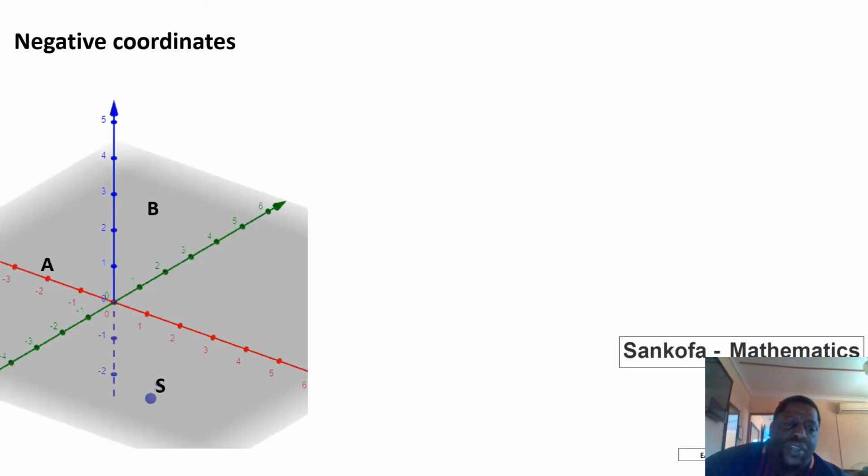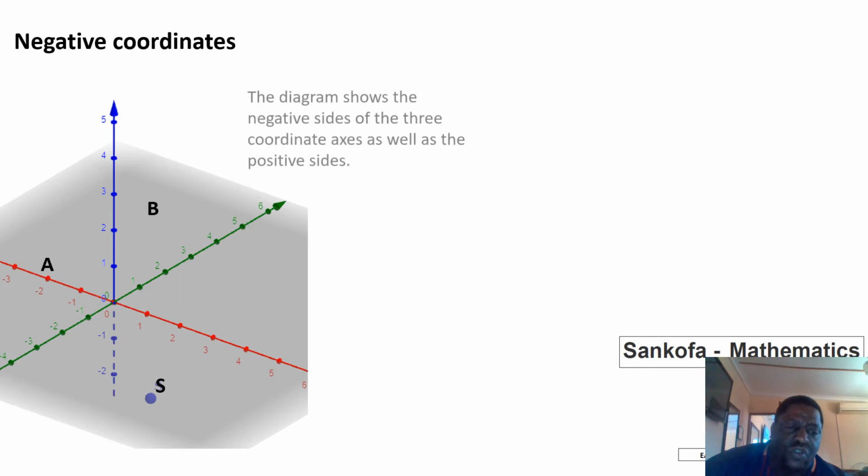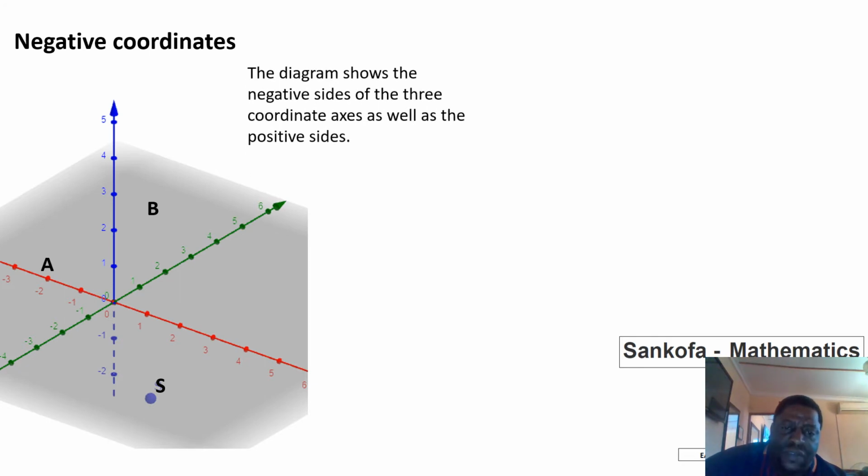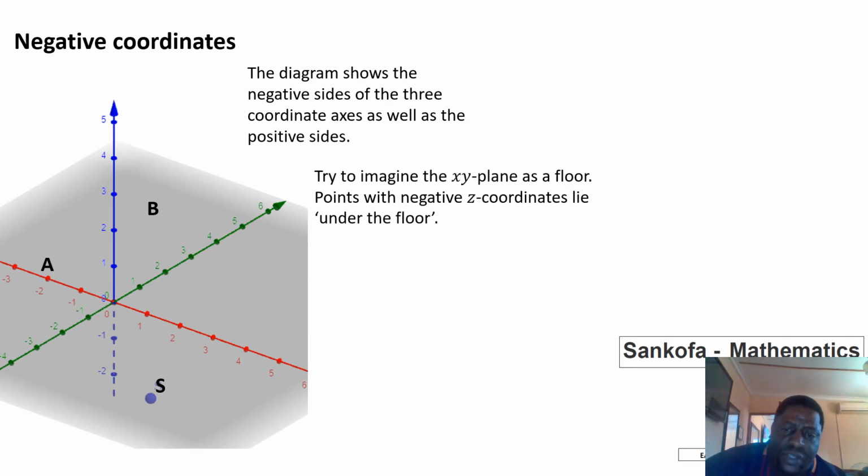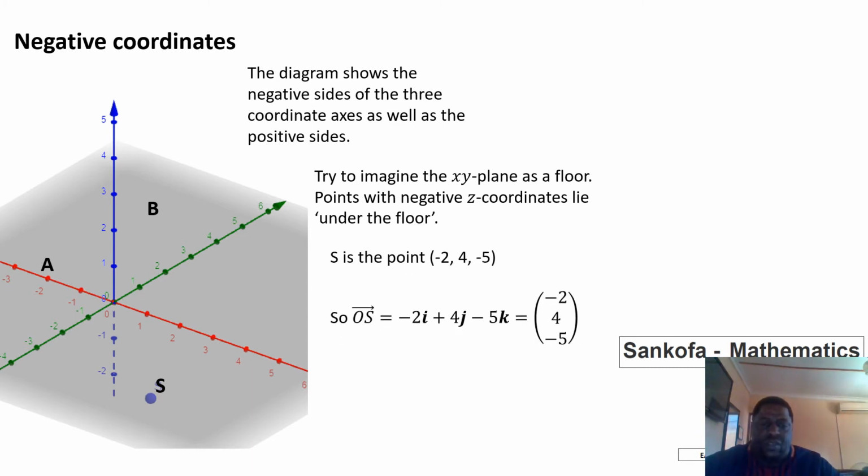Good. Negative coordinates, a little bit tricky, but you should be able to see the negative sides in the 3D coordinate axis. So, for example, try to imagine the xy plane as a floor. So the points of negative z coordinates lie under the floor. So S is basically a point that is under the floor. So you go 2 units in the x direction, or it's 2 units if you look at where x is, because it's difficult because it's on the other side.